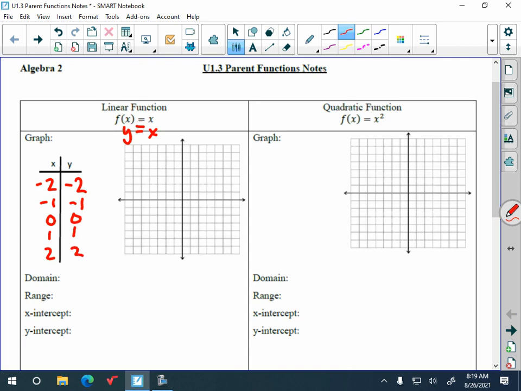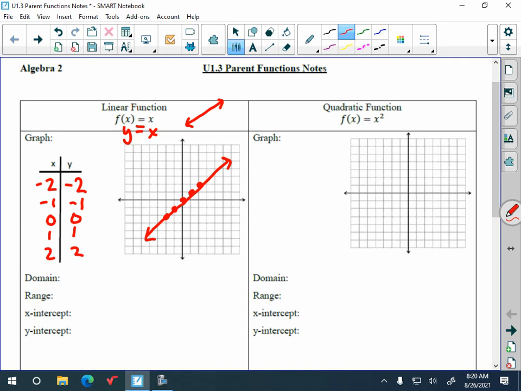Now I can plot those 5 points, and I can see what the shape of this function looks like. So -2, -2, -1, -1, 0, 0, 1, 1, and 2, 2. From those 5 points, we can see the shape of this graph, and it's a line. It goes up on the right, down on the left. So when we think linear function, line, the shape that we always want to think of is that right there. That's the shape of a linear function, and that's its most basic function.